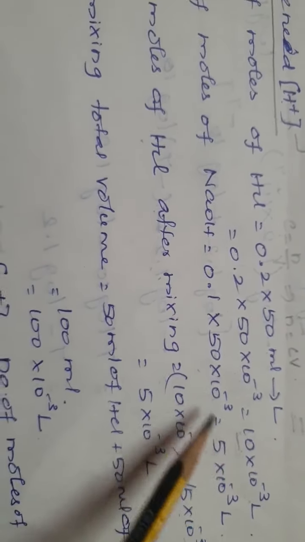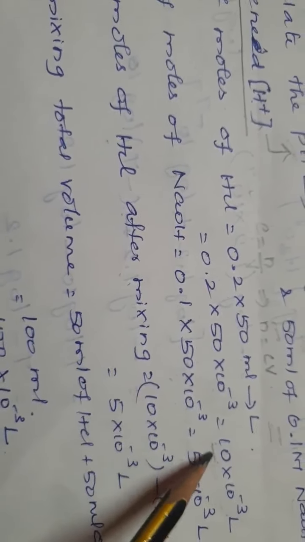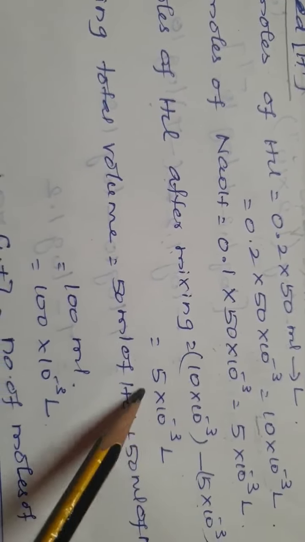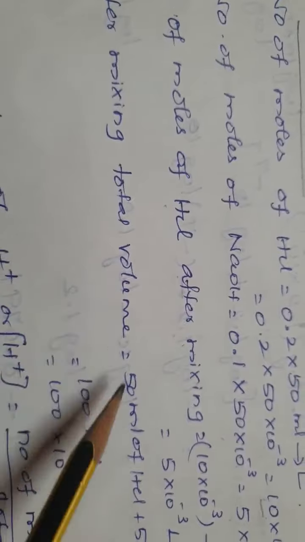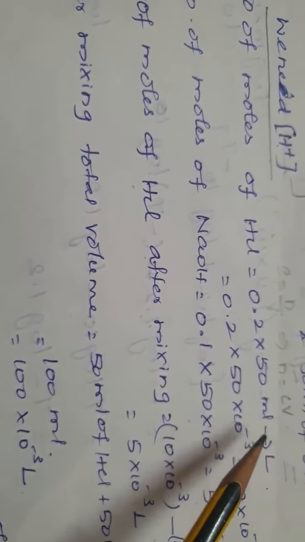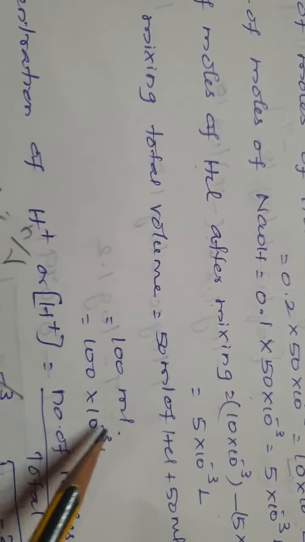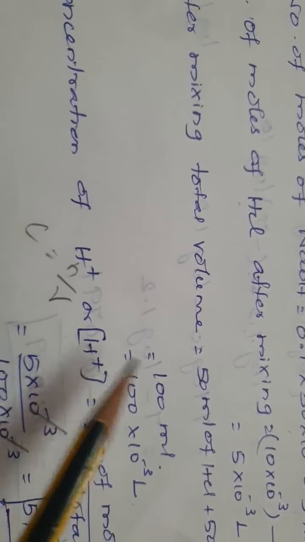So when we are mixing these two, how much HCl is remaining? 10 into 10 power -3 minus 5 into 10 power -3 means 5 into 10 power -3 mole is remaining. After mixing, the total volume: 50 ml of HCl plus 50 ml of NaOH means 100 ml. So 100 ml converted into liter means 100 into 10 power -3 liter.